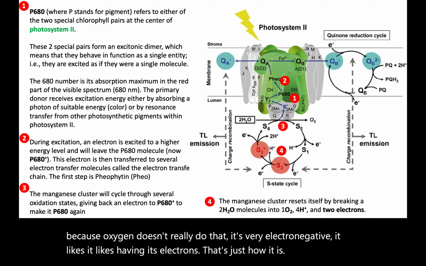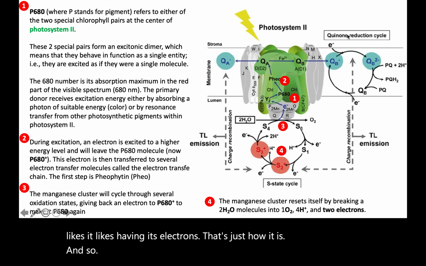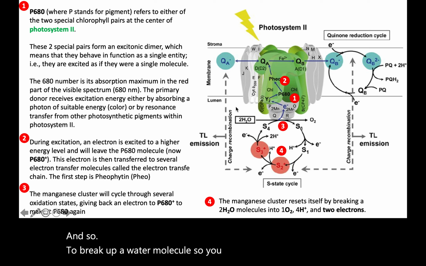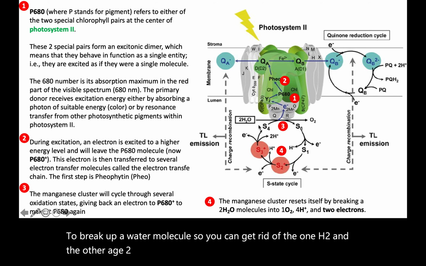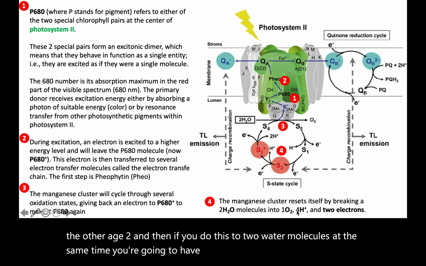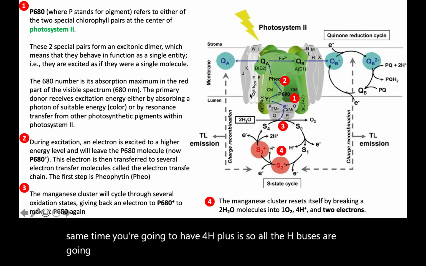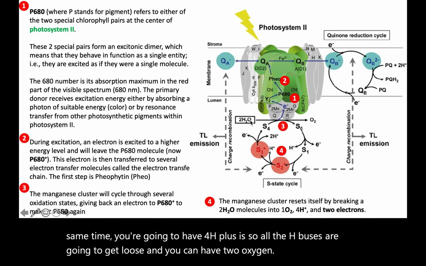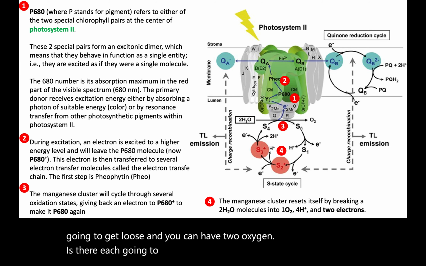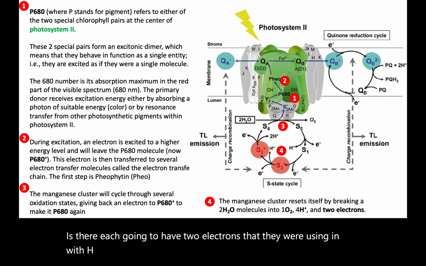And so to break up a water molecule, you can get rid of the one H and the other H. And then if you do this to 2 water molecules at the same time, you're going to have 4 H pluses. So all the H pluses are going to get loose. And you're going to have 2 oxygens, and they're each going to have 2 electrons that they were using in bonds with H2. Now, oxygen doesn't much care what it pairs with. It'll oxidize a lot of stuff.